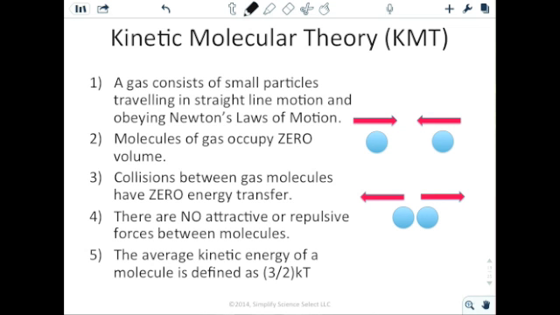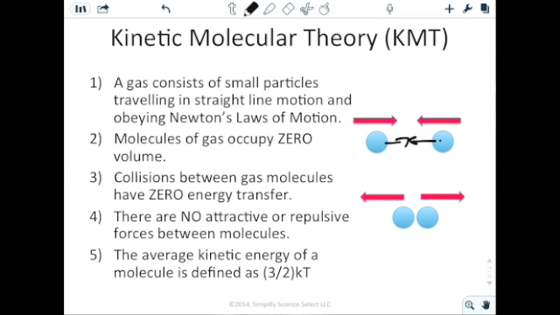Number 3 is collisions between gas molecules have zero energy transfer. So basically, as these molecules come together and collide, they still hold the same energy that they came in with. And so there's no loss of energy when they hit each other. Number 4, there are no attractive or repulsive forces between the molecules. So as these molecules get close together, they don't push on each other, they don't repel and they don't attract each other. So they don't come together faster and they don't push each other away.